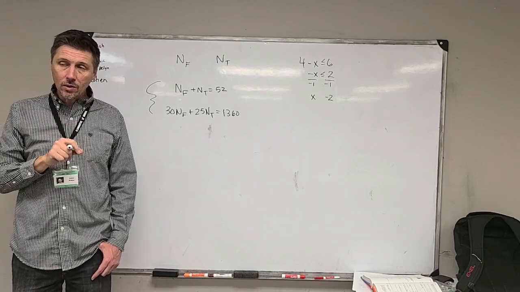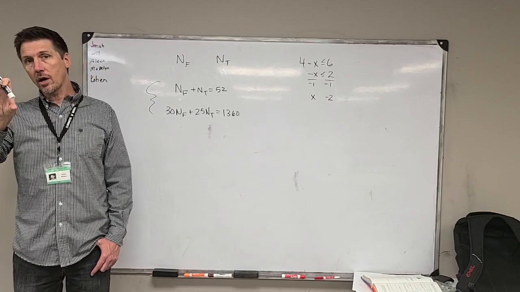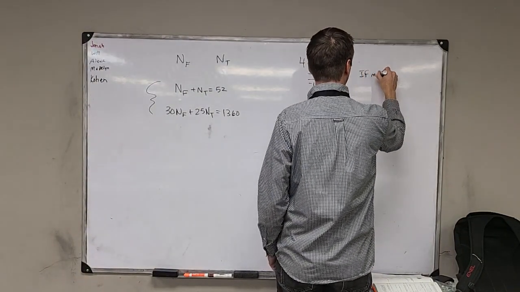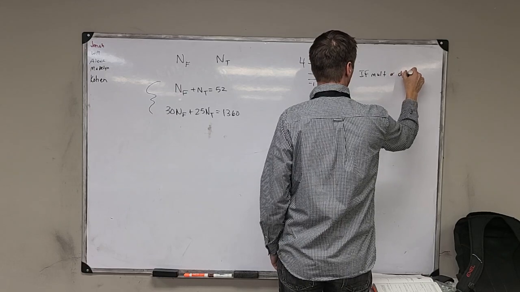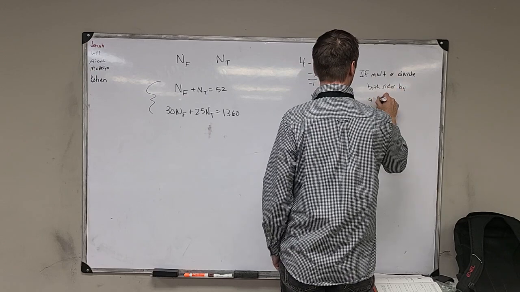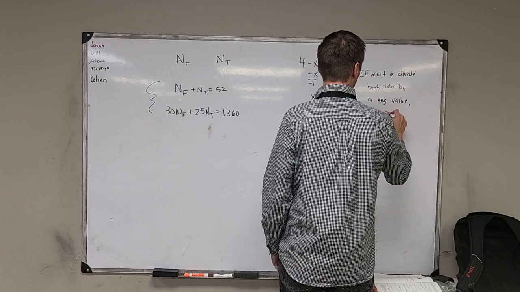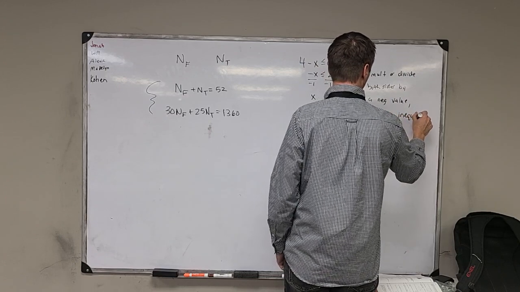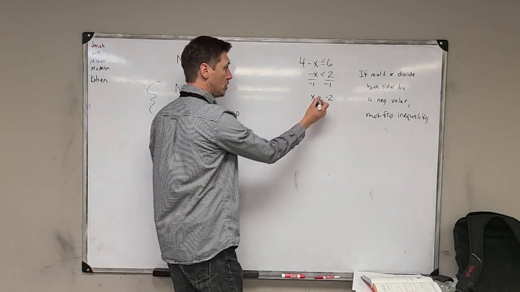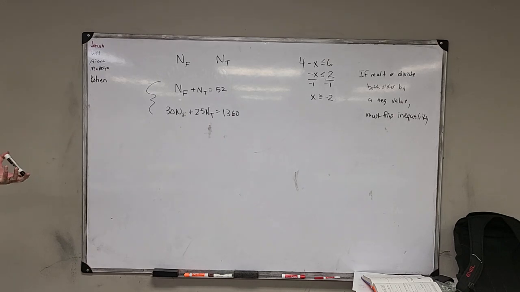The one difference between inequalities and equations is that if you multiply or divide both sides by a negative number, you have to flip the inequality. So that's the one rule. If you multiply or divide both sides by a negative value, you must flip the inequality. All right, so this was less than or equal to. We have to change it to greater than or equal to. Okay? That's the only gotcha with working with these.